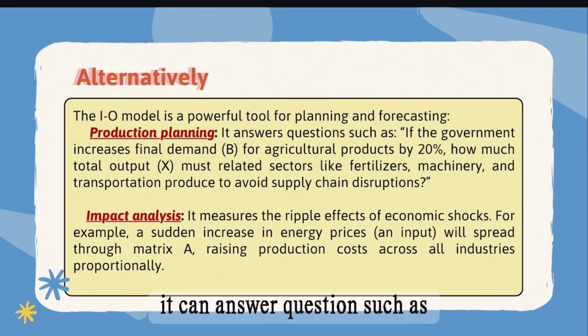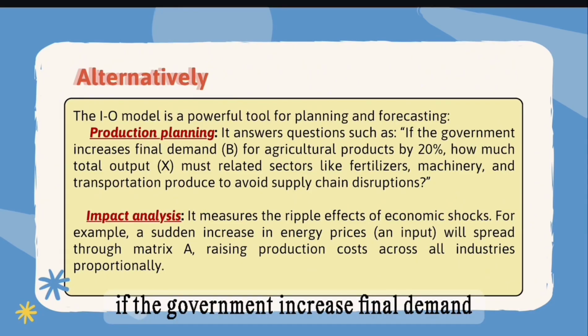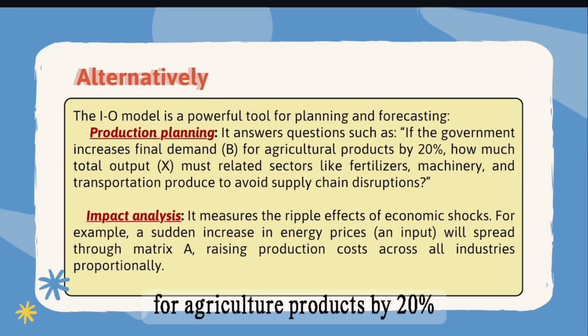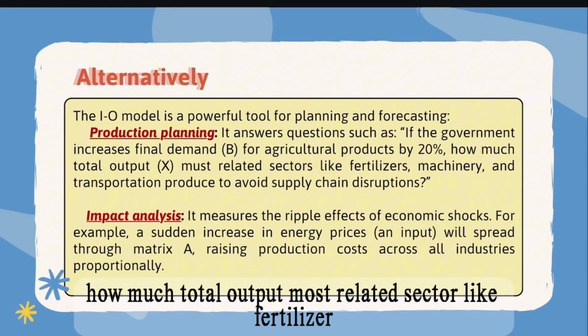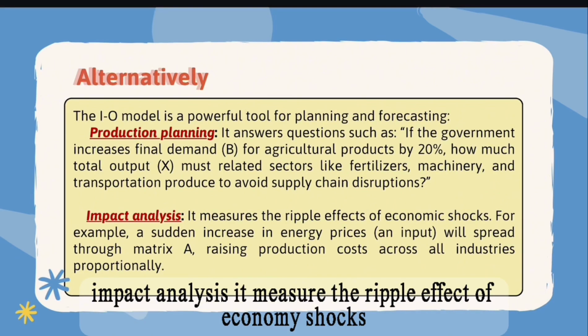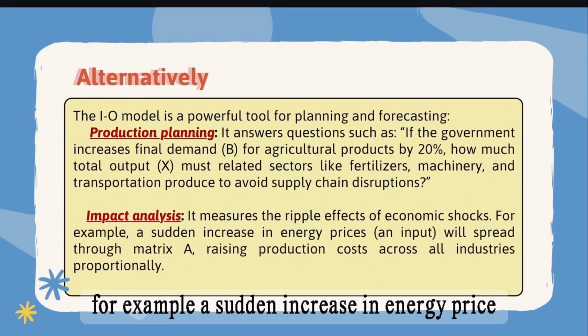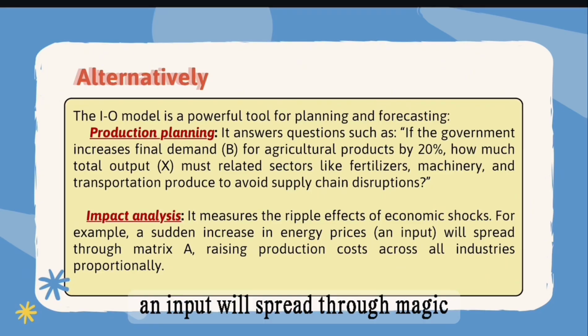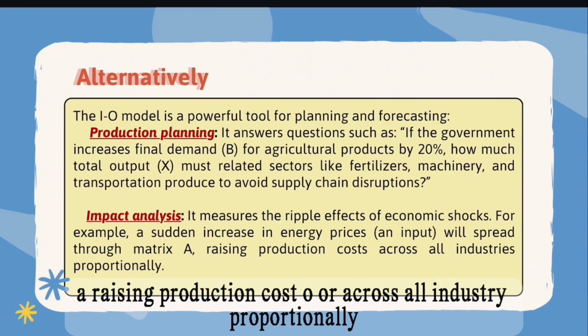Production planning: it can answer questions such as, if the government increases final demand for agriculture products by 20%, how much total output must related sectors like fertilizer, machinery, and transportation produce to avoid supply chain disruption? Impact analysis: it measures the ripple effect of economic shocks. For example, a sudden increase in energy price, an input, will spread through matrix A, raising production costs across all industries proportionally.